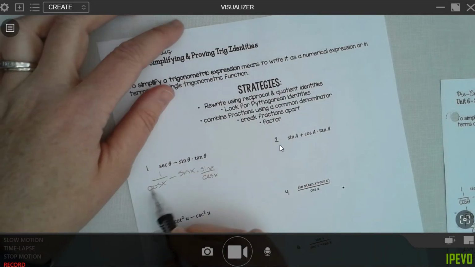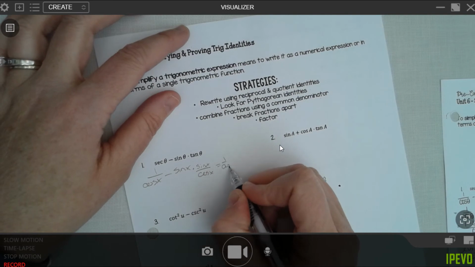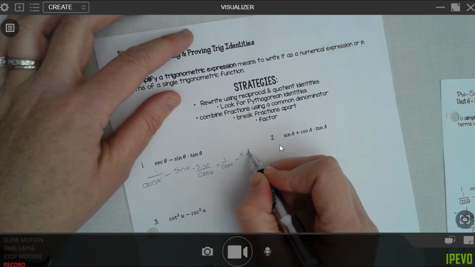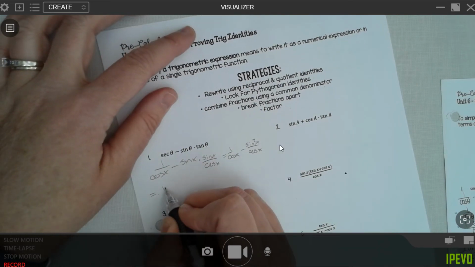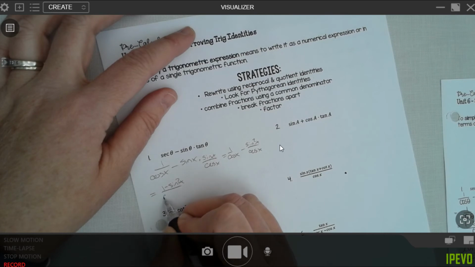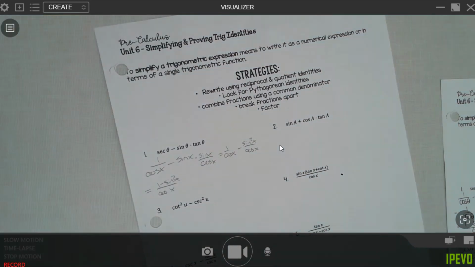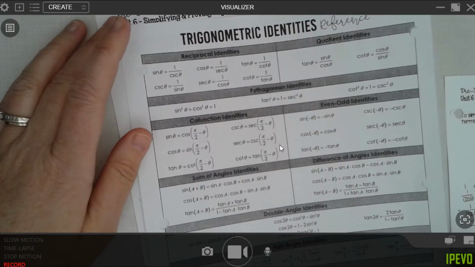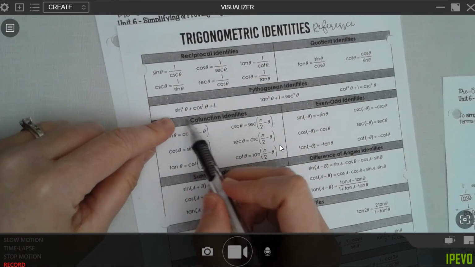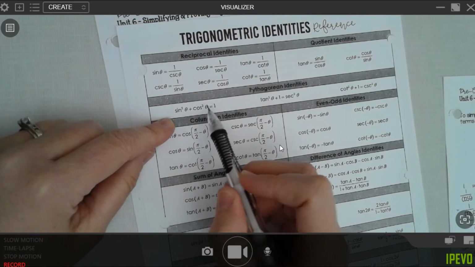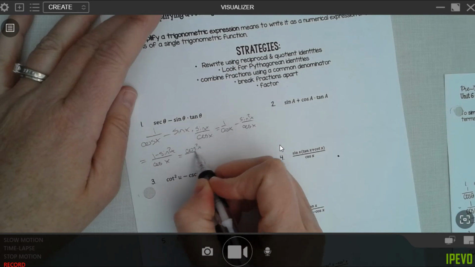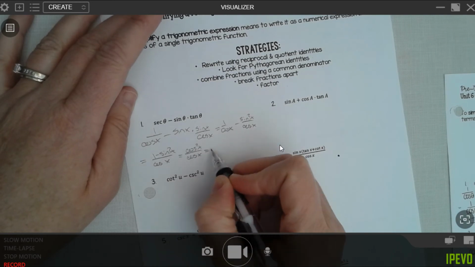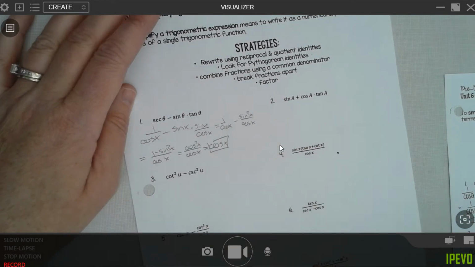So the bottoms are the same here, because this would equal 1 over cosine of x minus sine squared of x over cosine of x. Bottoms are the same, so subtract your tops. So 1 minus sine squared of x over cosine of x. You need to be able to recognize that 1 minus sine squared, remember we talked about this. If I subtract over my sine squared, I'd be left with cosine squared here. So 1 minus sine squared equals cosine squared. So cosine squared of x over cosine of x. One of those would cancel, and we're left with cosine of x.